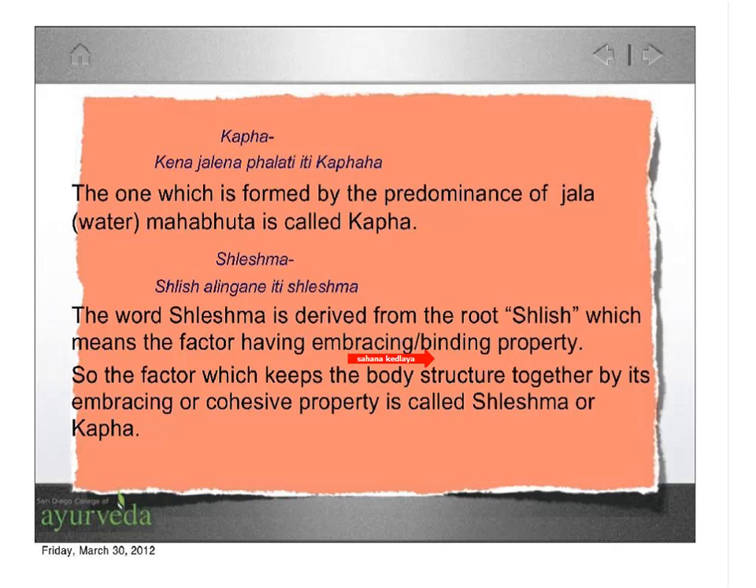Just take an example of flour. The flour represents the earth element. If you try to make a ball out of the earth element, the flour, is it possible? No. But if we mix the flour with the water element and knead it into a dough, then you can make it into a ball. That is because the water element brings out the sticky property which was present in the flour. So it is the Jala Mahabhuta, the water element, which makes the earth element sticky.